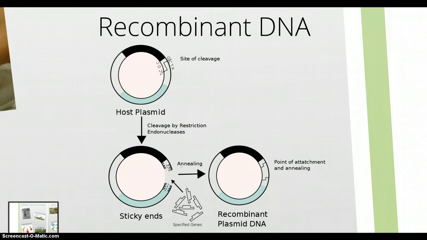So in this diagram, we have Agrobacterium tumefaciens, and we're going to cut it where it says site of cleavage. Cleavage means that's where we cut the plasmid. And then we take these specified genes, which in this case are the genes that code for the production of Bt toxin, and we're going to get those genes to stick to the sticky ends of the plasmid. And then we seal the deal through annealing the plasmid back together. So now we have the Bt toxin genes inside the Agrobacterium tumefaciens.